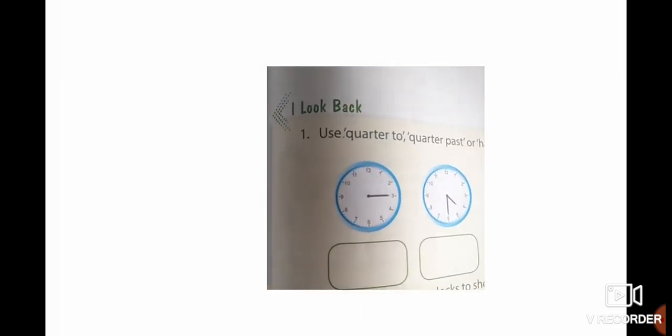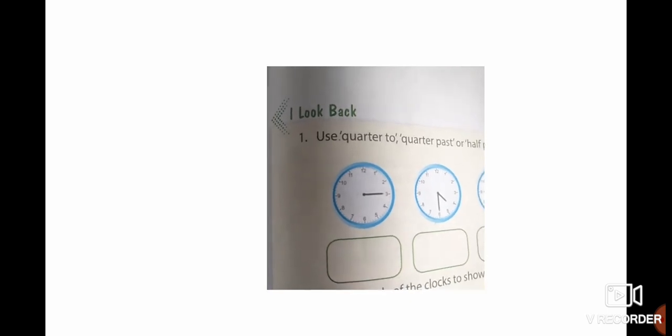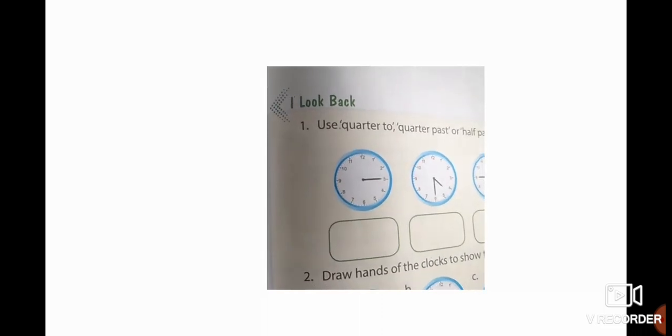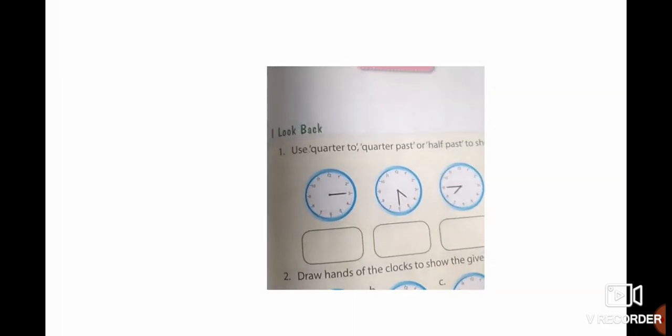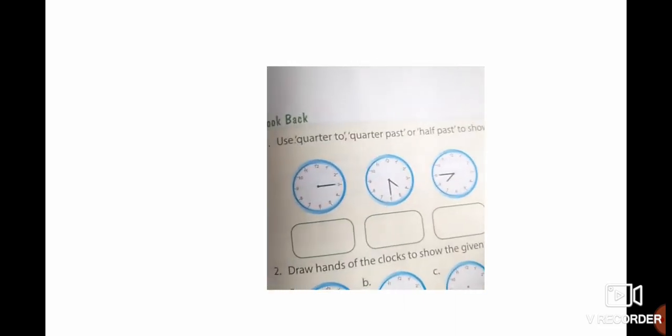Okay, so students, we have learned in third standard that when minute hand comes on 3, at that time the time shows quarter past. When minute hand comes on 6, the time shows half past. While the minute hand comes on 9, it shows quarter to. So students, now let's solve the first example.